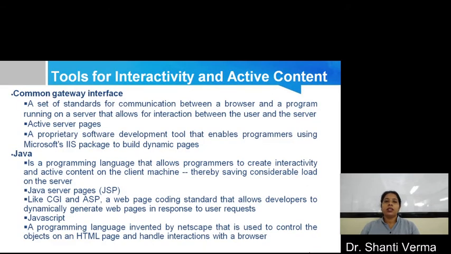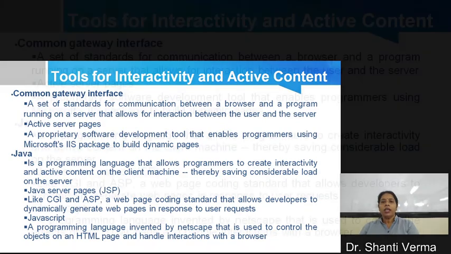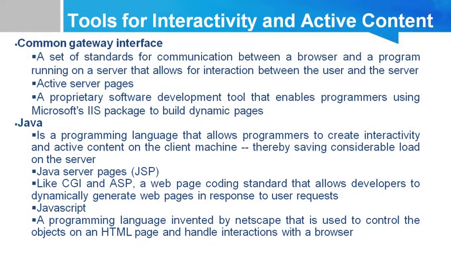Now let's discuss the tools for making your content active. First is the Common Gateway Interface, a set of standards for communication between a browser and a program running on a server that allows for interaction between the user and the server. Active Server Pages are proprietary software development tools that enable programmers using the Microsoft IIS package to build dynamic web pages. The next tool is Java.